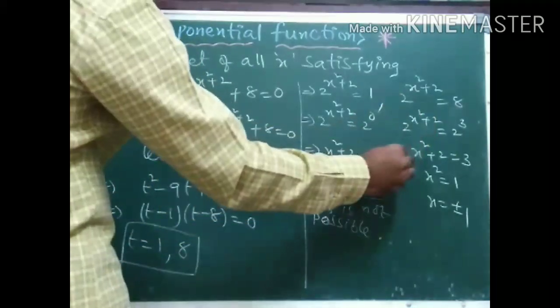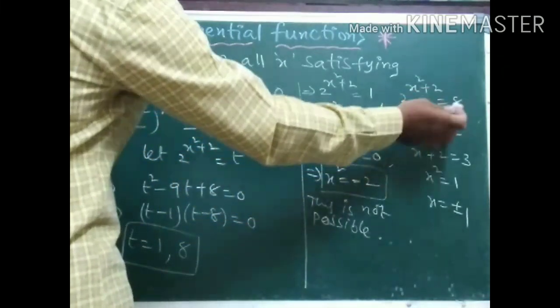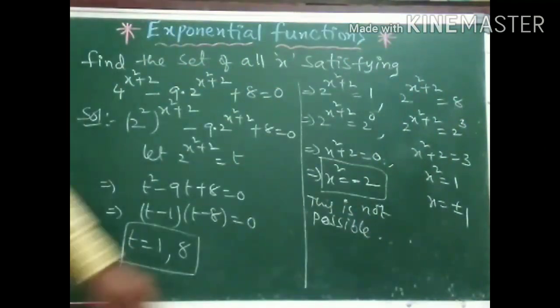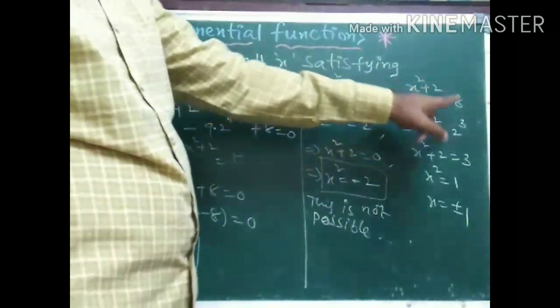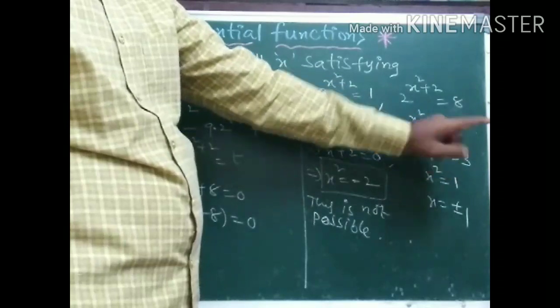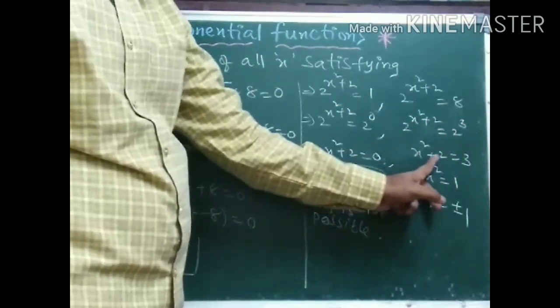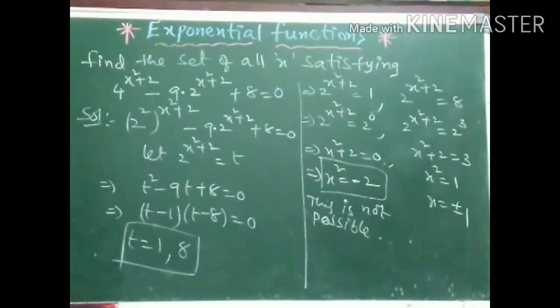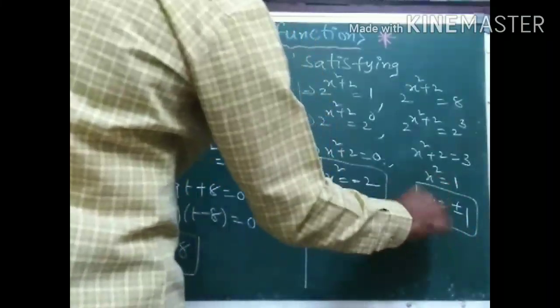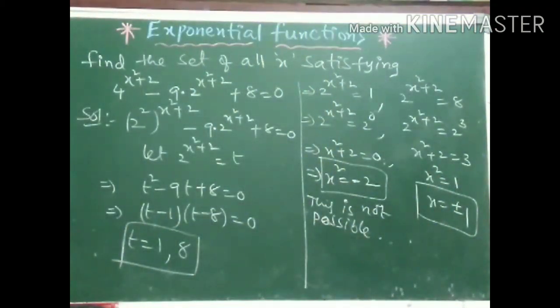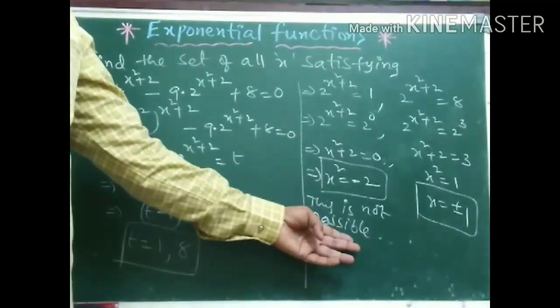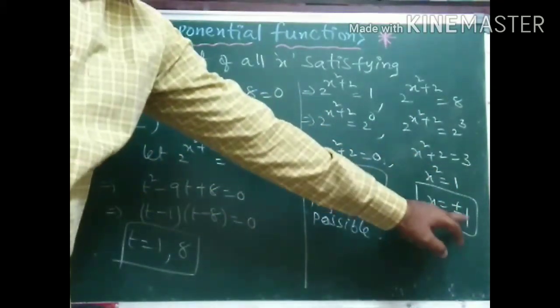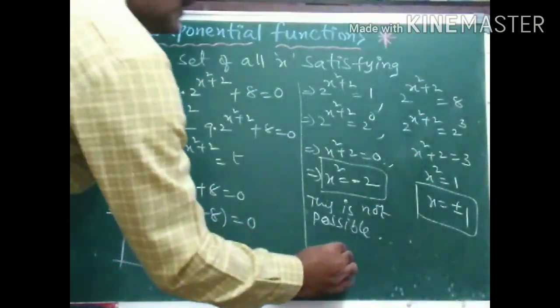And look at the next case, that is 2 to the power of x square plus 2 is equal to 8. Since the base is 2, let me write 8 as 2 cube. Hence we can equate the powers: x square plus 2 is equal to 3, so x square is 3 minus 2, which is equal to 1. Hence x square is equal to 1. Then from this we get x is equal to plus or minus 1. So case 1 is not at all possible, and only this is the existing case. Hence the values of x.